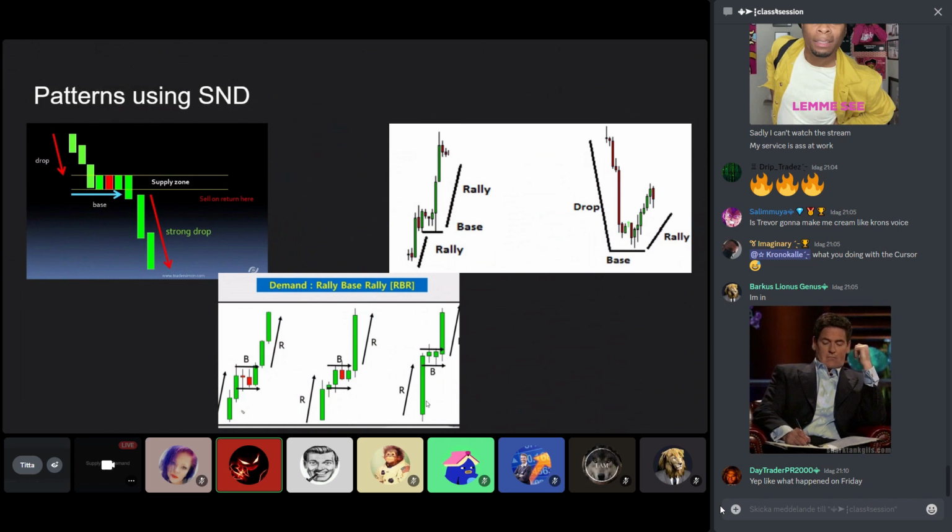I think I'm missing one. Yeah, I'm actually missing one that I somehow missed when I was doing this. The only other one would be the opposite of a drop base rally, which would be a rally base and then a drop.